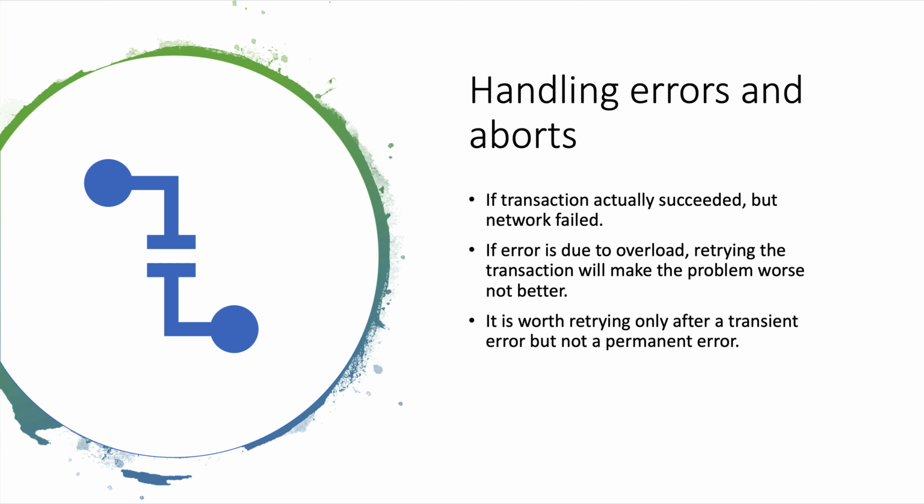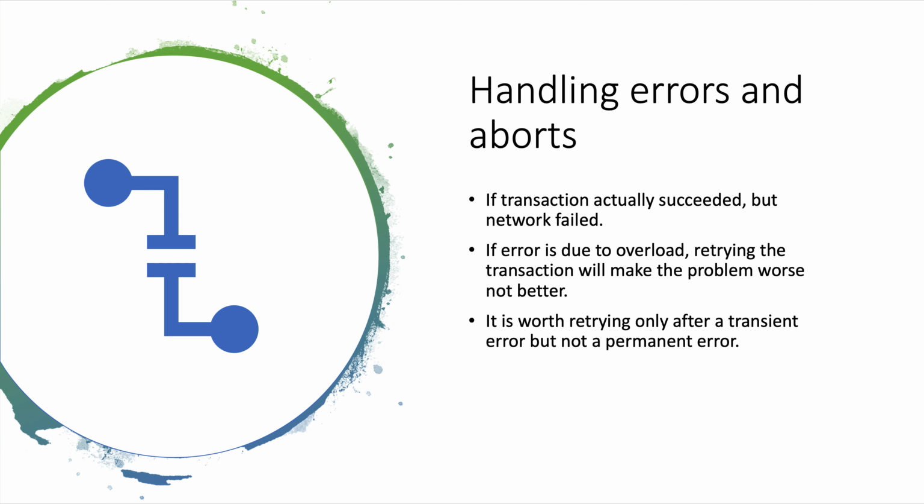So let us consider the first case. What happens if a transaction actually succeeded but the network failed? That means the connection between the server and client broke and the server was not able to tell the client that the call was successful and the database has been successfully updated. So in that case, the client would retry again and it would cause the transaction to be performed twice. So we should handle this idempotency in the application layer.